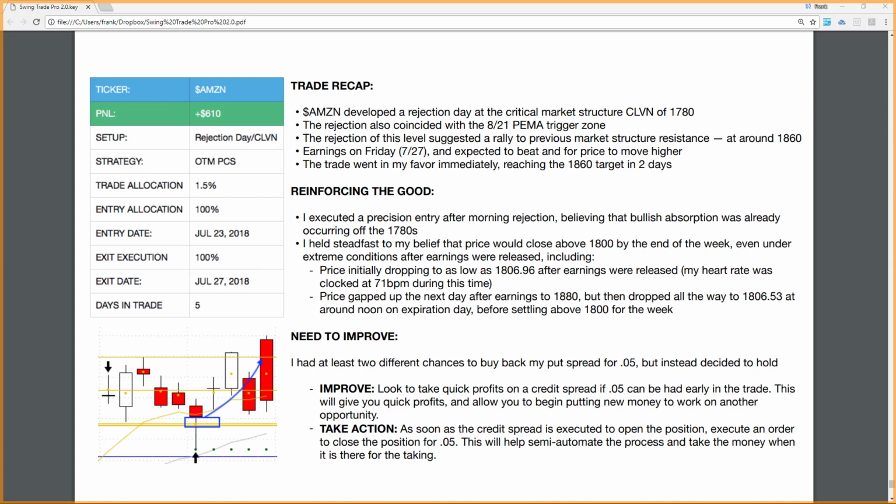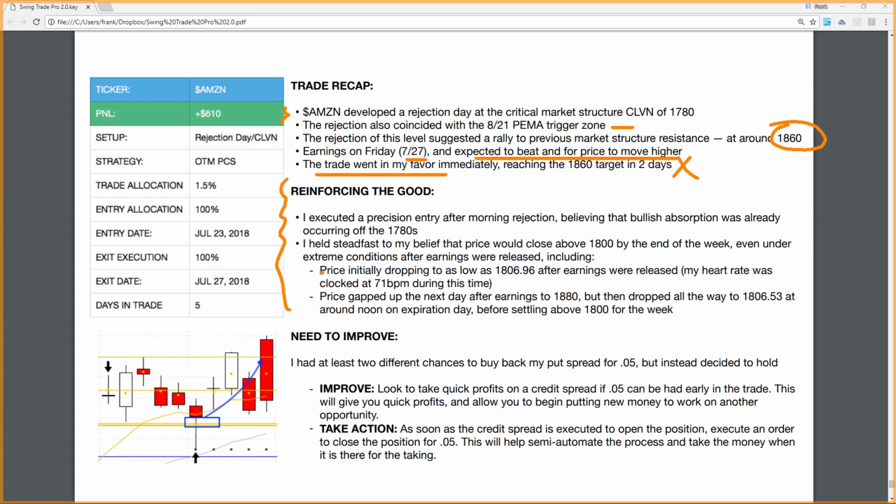Now, here's a trade recap. Again, Amazon developed a rejection day at a critical market structure CLVN of 1780. The rejection also coincided with the 821 Pima trigger zone. The rejection of this level suggested a rally to previous market structure resistance at about 1860. Earnings on Friday, 7/27, and expected to beat and for price to move higher. That was the idea. The trade went in my favor immediately, reaching the 1860 target in 2 days.